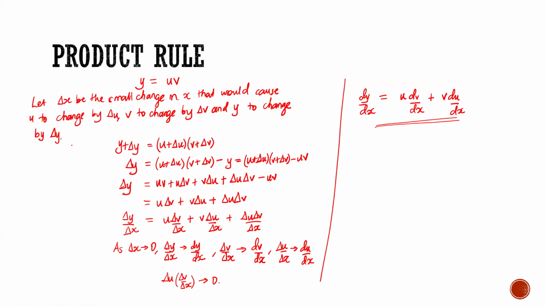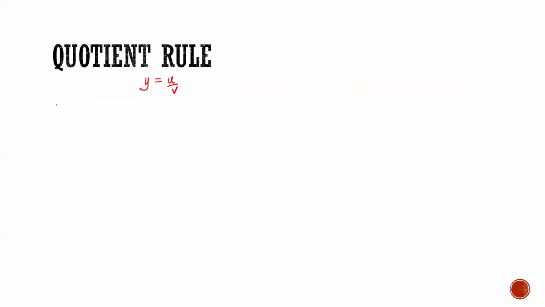Okay. Now, how about the quotient rule? Say we have a function of x, y, which can be expressed as two separate functions of x, u, that this time divide by v. We would go with the same letting. Let delta x be the small change in x that would cause u to have a small change in u.